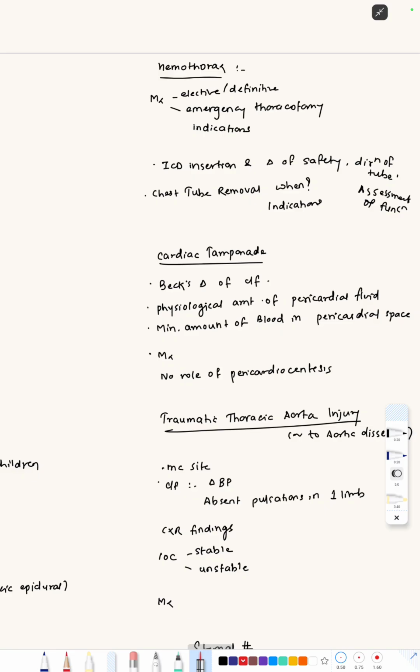So in that, the chest tube is inserted, it goes through the skin, subcutaneous tissue, then the serratus anterior muscle, 3 layers of intercostal muscle, then the parietal pleura.